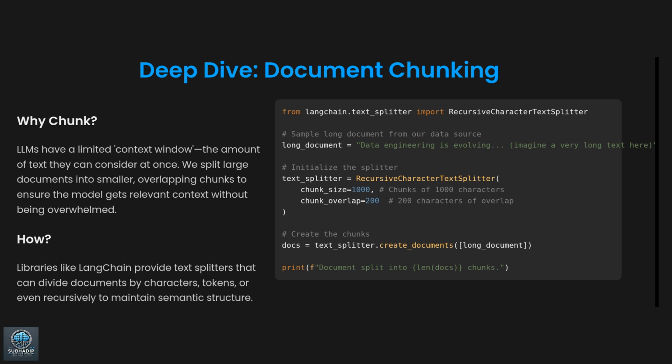Let's look closer at chunking. LLMs can only process a certain amount of text at a time, which is called the context window. If your document is larger than this window, you have to split it. We use text splitters to create smaller chunks, often with some overlap between them. This overlap helps maintain context across the splits. Here is a simple Python example using LangChain to split a document into 1,000 character chunks with a 200 character overlap.